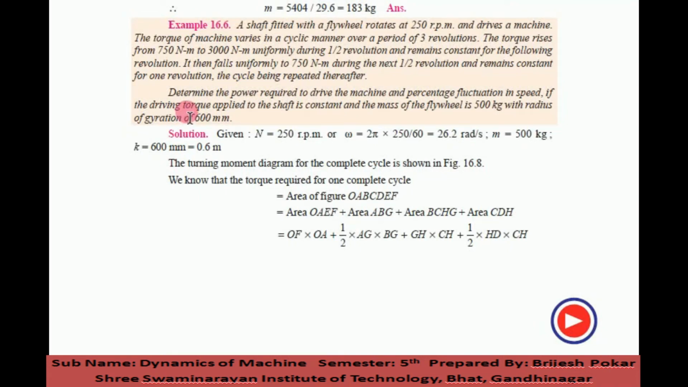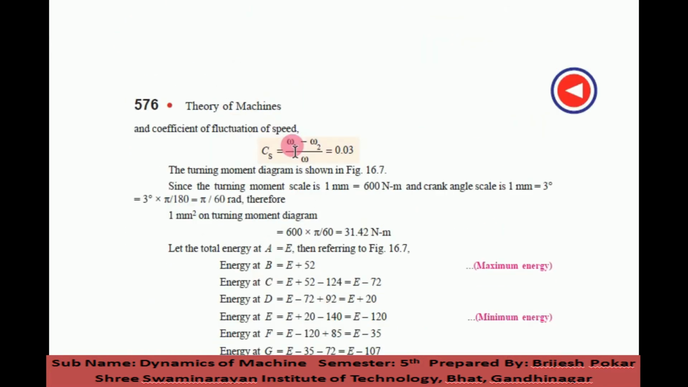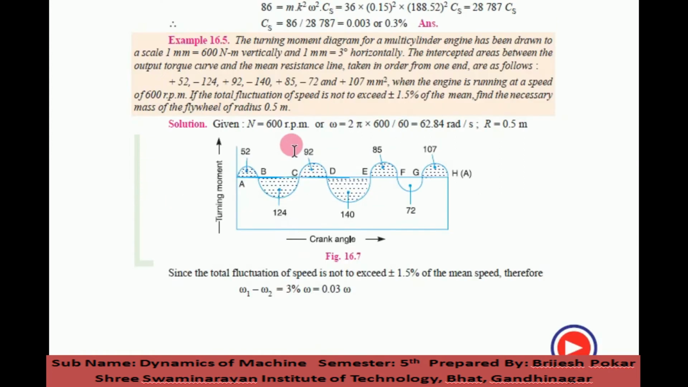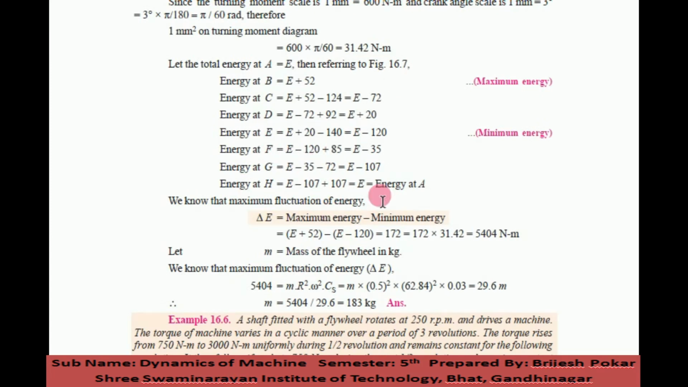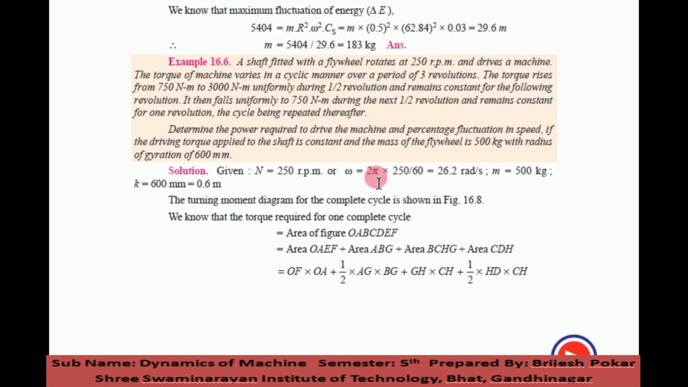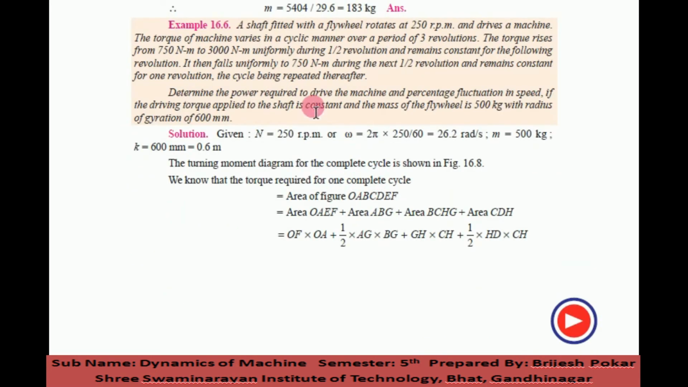Hello students, in the last lecture we have seen a few examples for the flywheel, and one of the most important examples was to find the coefficient of fluctuation of speed, Cs, by using delta E. And this example is very important for the examination also. Now let us have a next example.